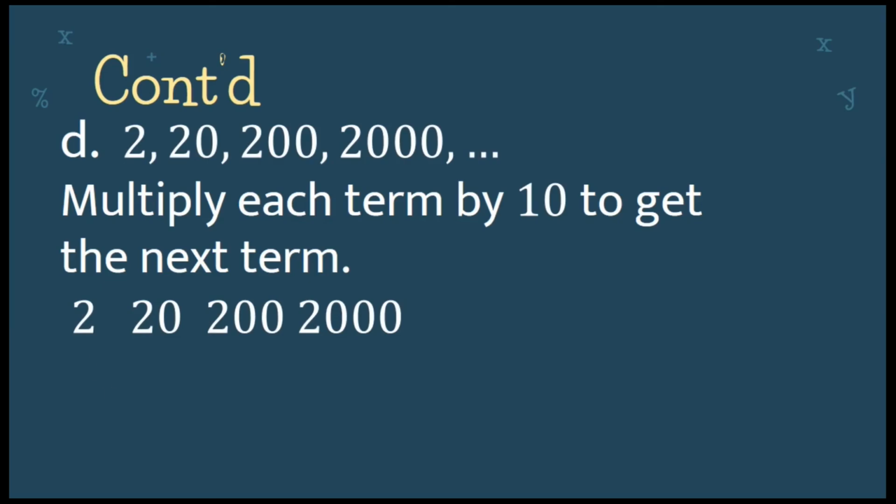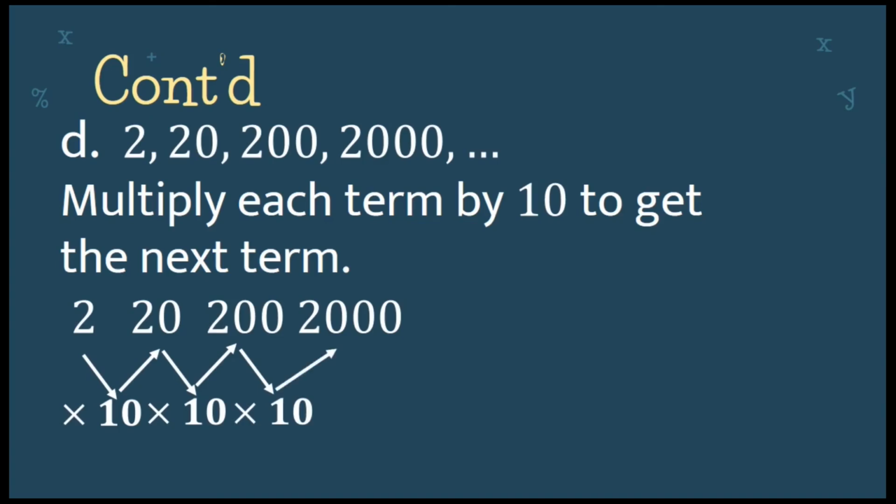So when I pick the first term, which is 2, and multiply by 10, it will produce 20. When I multiply 20 by 10, it will produce the next number, 200. If I multiply 200 by 10, it will produce the next number, 2000. Now we need the next 3 terms. So we continue the sequence.